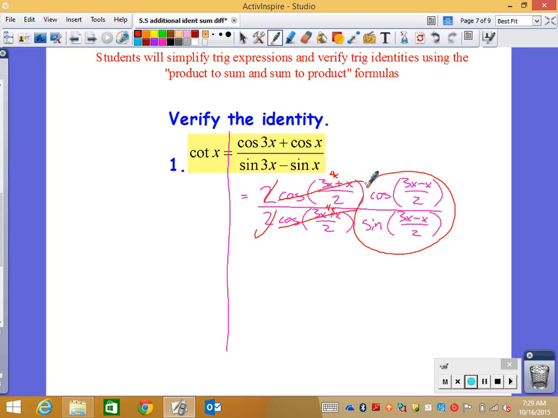Let's write that out. Which becomes the cosine of 2x divided by 2, so 1x, divided by the sine of, well this is also 2x divided by 2, or the sine of x. And notice cosine over sine is equal to cotangent. Smiley face because we're done.